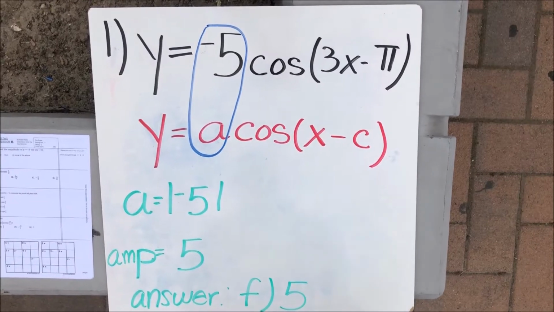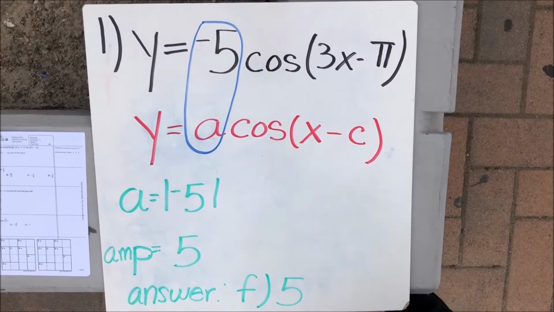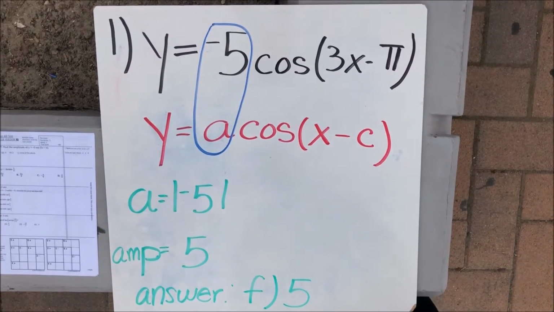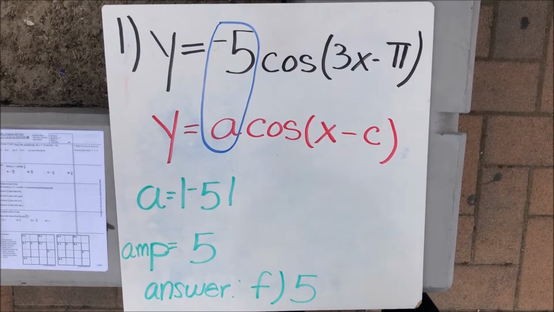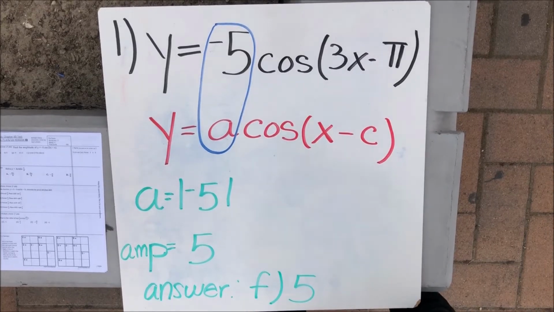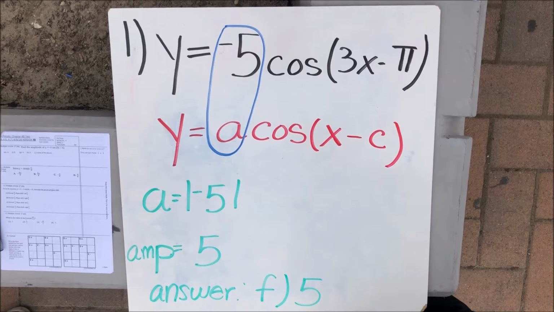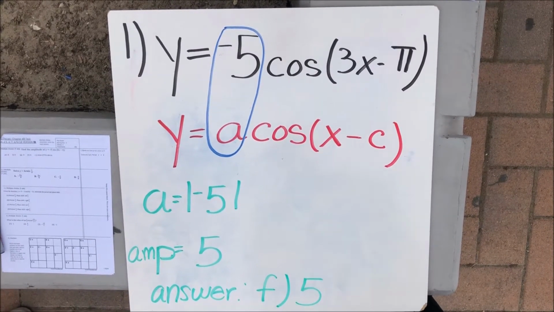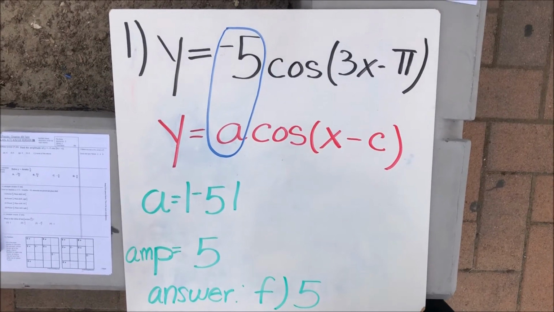So for this equation, y equals -5 cosine (3x minus pi), we're looking to find the amplitude. As you can see in the formula below, y equals a cosine (x minus c). You can see that we're looking for a, which is -5, but then to find the amplitude we have to look for the absolute value of -5. So the amplitude is 5, which makes the answer F, 5.